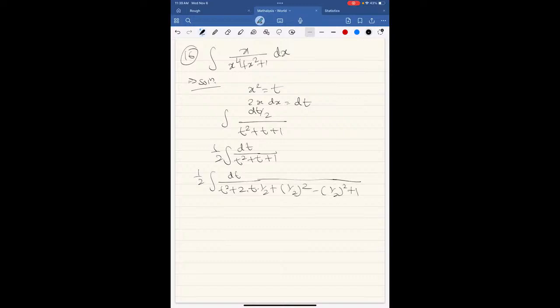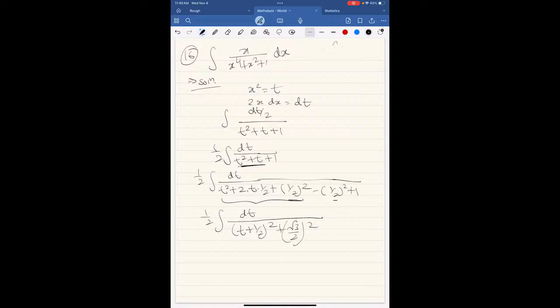Now the approach is to complete the square with the first two terms, t square as it is, and 2 times half is just t, and then since the square needs 2ab, now this should be b square, and this b square was introduced by ourselves, so subtract b square and then plus 1 as it is. So we get half of dt by (t plus half) square, minus 1 by 4 plus 1, so that's 1 minus 1 by 4, that's 3 by 4, so that's (root 3 by 2) square.